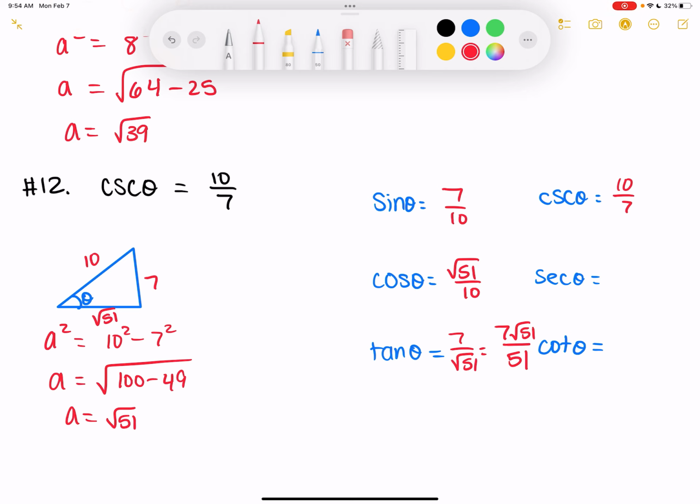Alright, so what would secant be? 10 square root 51 over 51. Beautiful. We're moving past writing this every time. Okay, so then cotangent. Square root of 51 over 7. I get where you're coming from. Yeah, I got you.